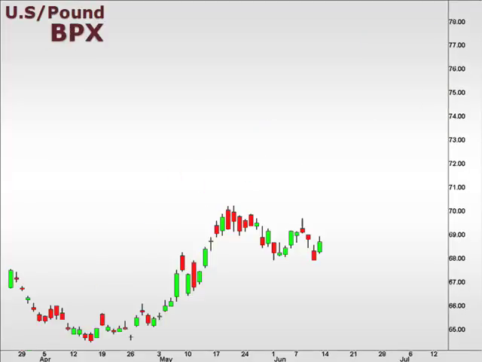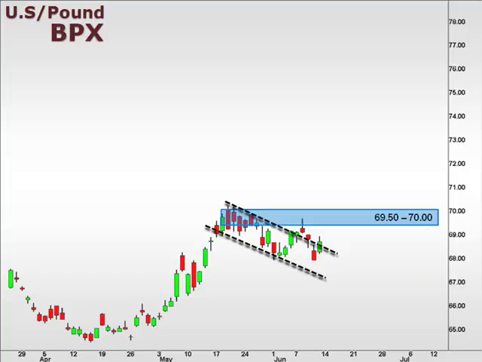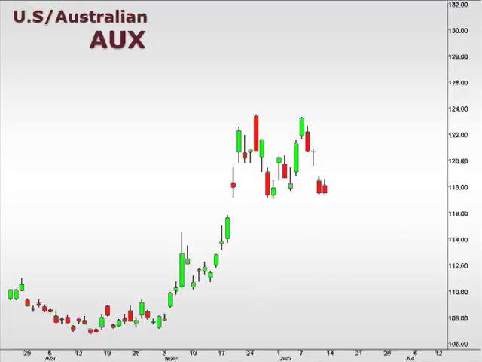The BPX continues to be range bound, forming what appears to be a bullish flag. A break above 70 opens the window for a push towards the 73-74 box.